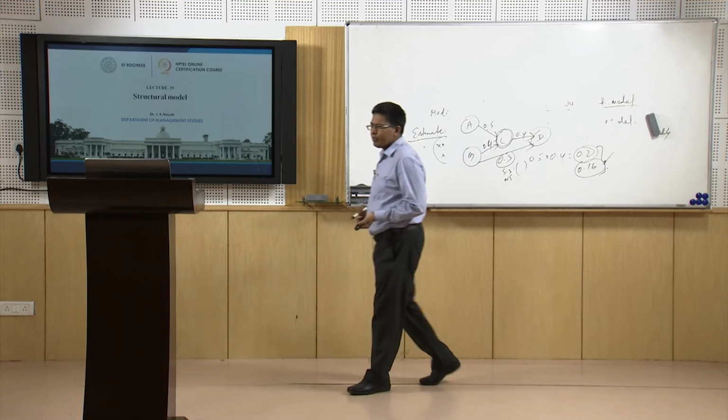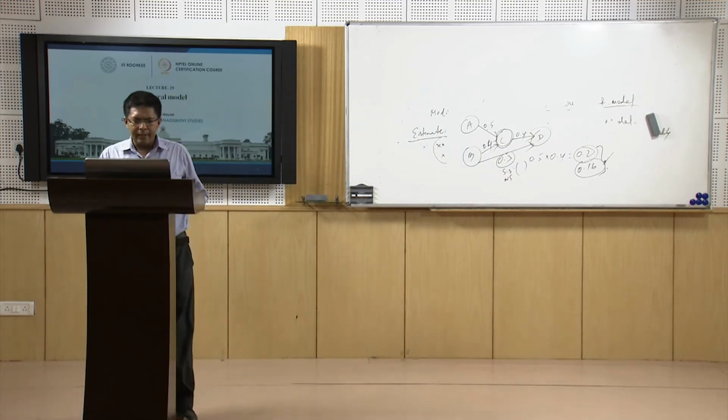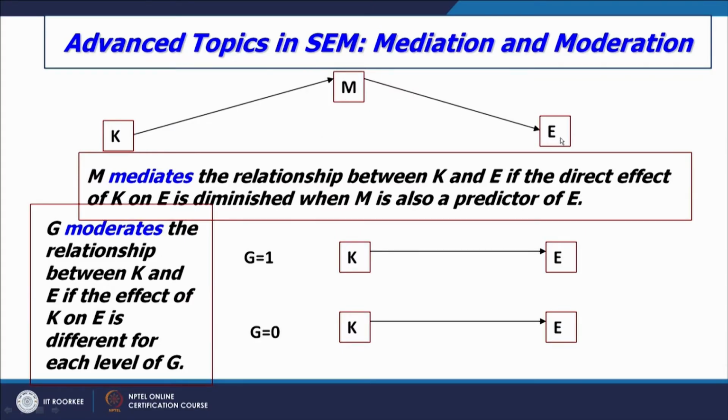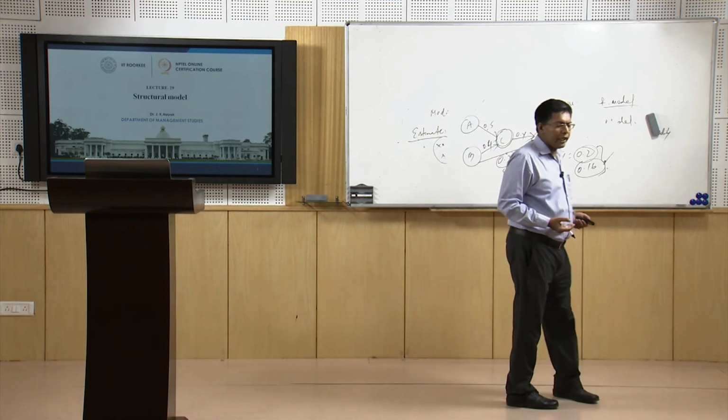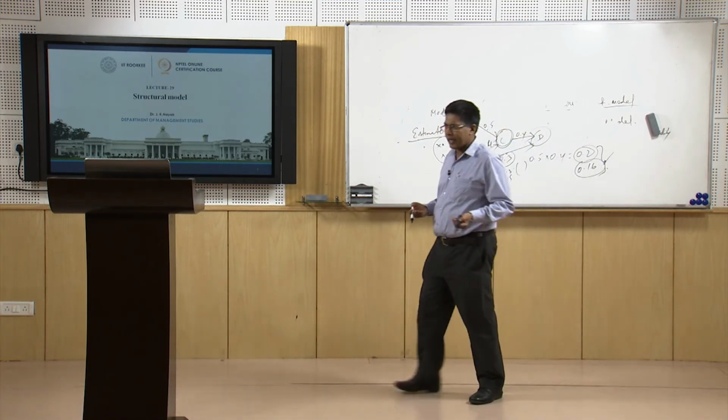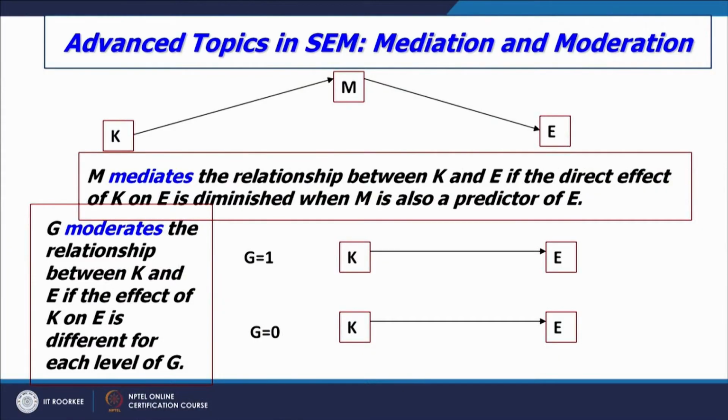So, let us see what this mediation is, as you can see here. K goes through to E through M being the mediator. So, M mediates the relationship between K and E if the direct effect of K on E is diminished when M is also a predictor of E. If you have a good direct effect, nobody wants a mediator. Only if your mediator adds to the explanation or adds to the strength of the relationship is the mediator justified; otherwise there is no justification for mediation.